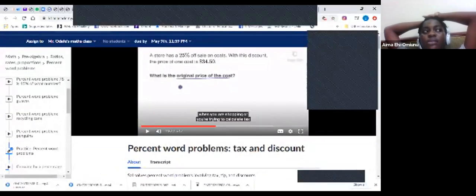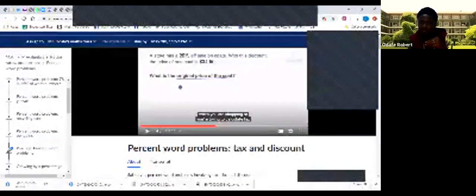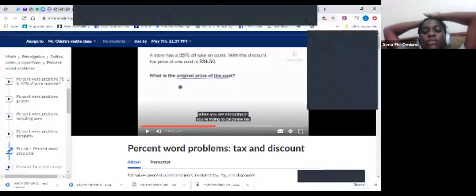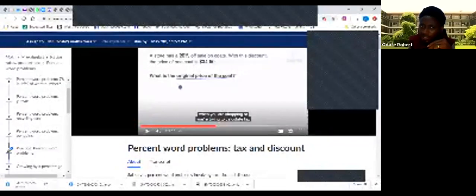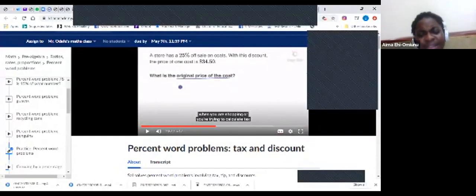$8.06. So if you say $8.06, remember, look at the question. Read the question very well with understanding. You need to read it with understanding. It says, what is the original price? They've given you the discount. I should find the discount given.